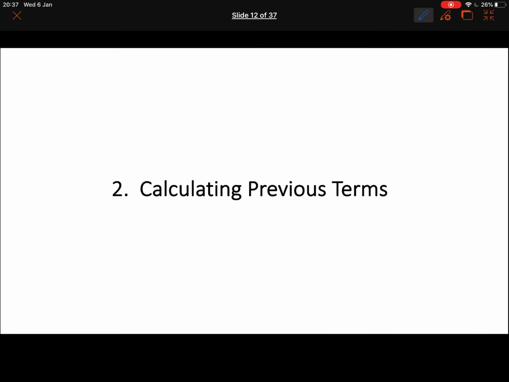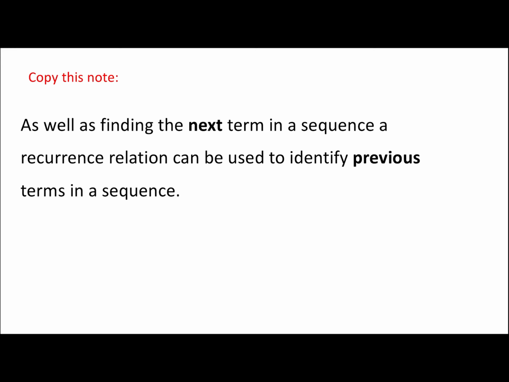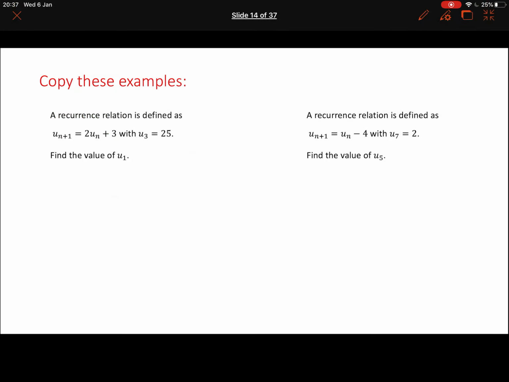Hi everyone, welcome to the second lesson of our recurrence relations topic, and today we're going to look at calculating previous terms in a recurrence relation. As well as finding the next term in a sequence, a recurrence relation can be used to identify previous terms in a sequence. In the last lesson we started off with u0 and we were trying to work out u1, u2, u3 and so on, but today we're going to look at going back the way and identifying previous terms. So we'll look at a couple of examples here.